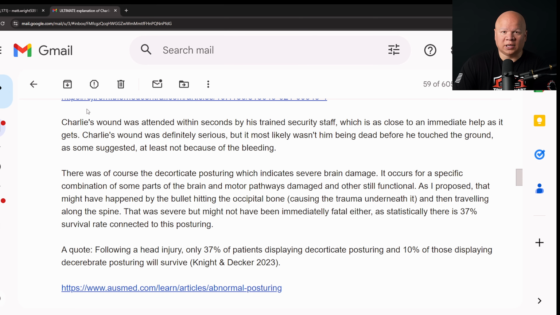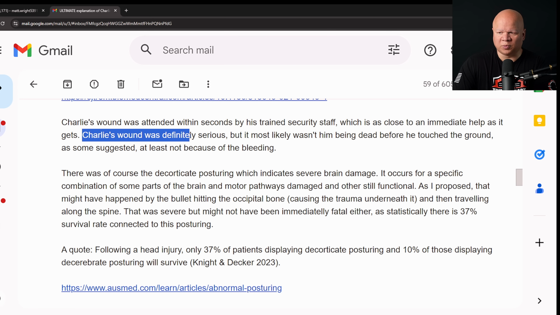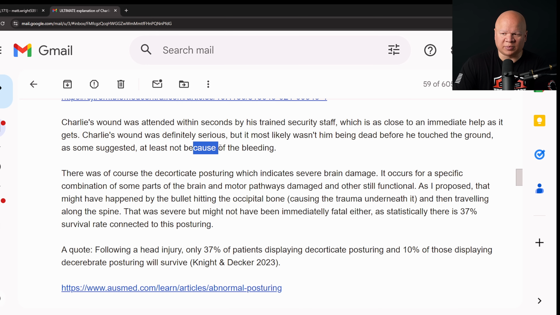So I will say, based on those videos, there does seem to be a lot of blood that comes out initially, that initial spurt. Charlie's wound was attended to within seconds by his trained security staff, which is as close to immediate help as it gets. Charlie's wound was definitely serious, but it most likely wasn't him being dead before he touched the ground, as some suggested, at least not because of the bleeding. So it could still be because of, you know, if his vertebrae got hit directly by the bullet or something similar. Kalikukul is saying that the bleeding alone doesn't seem to be the main cause of death.